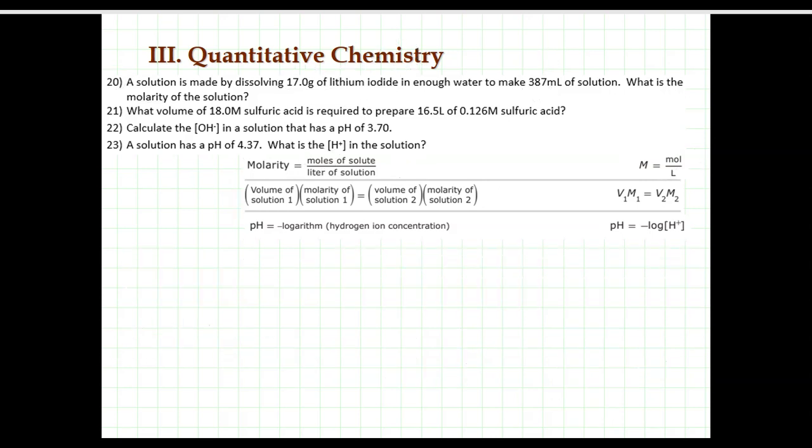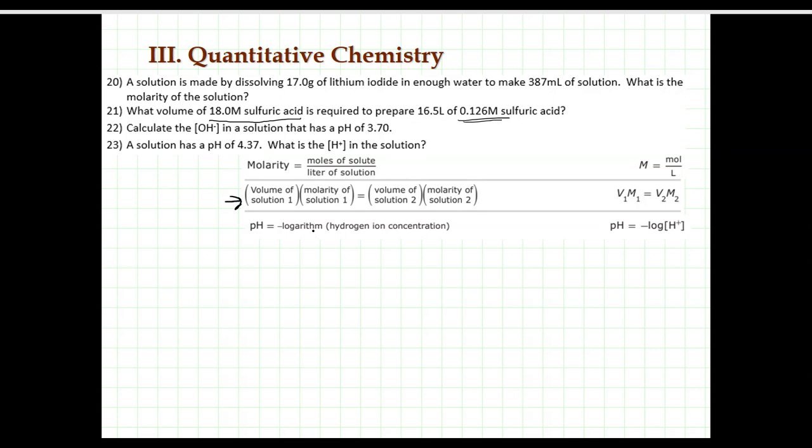Let's look at question number 21. What volume of 18 molar sulfuric acid, which by the way is crazy scary, melt your face off acid, is required to make 16.5 liters of 0.126 molar sulfuric acid? This diluted version, not so scary. So we need to use the dilution formula, which is this one.